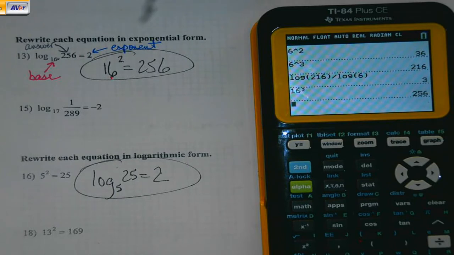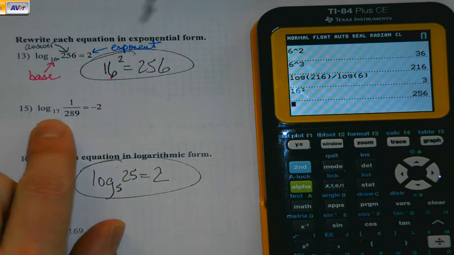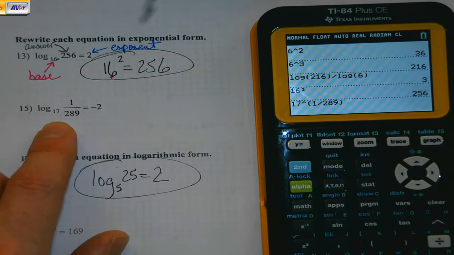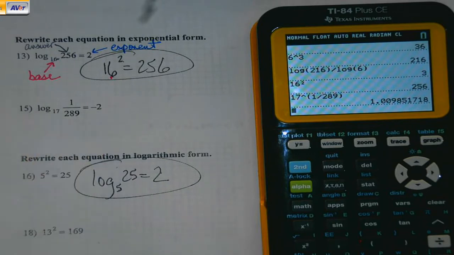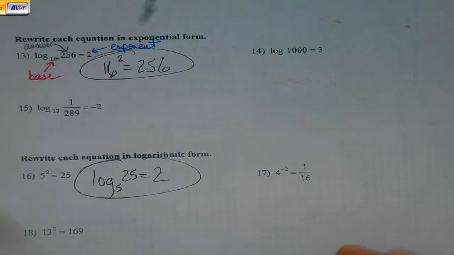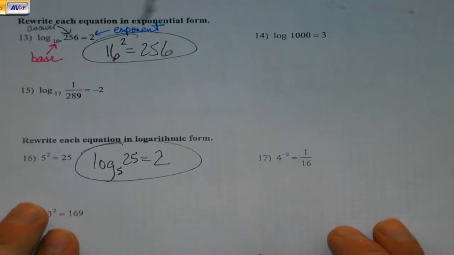You know, if I try something like, I don't remember how this works. Was this, let's see, was it 17 to the 1 divided by 289 power, and that equals negative 2? Oh, no, that didn't equal negative 2. And you can play with it a little bit until you find a form that actually mathematically works. So that's kind of nice.